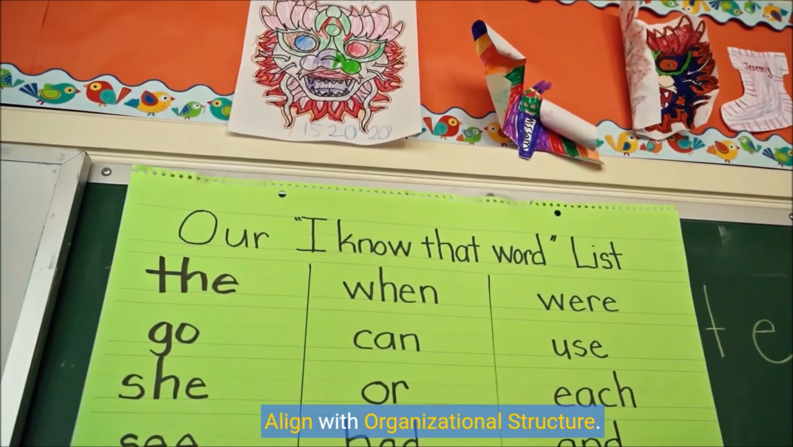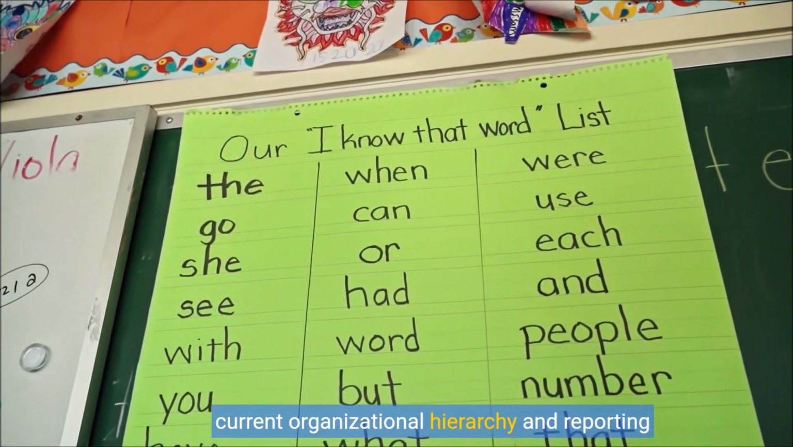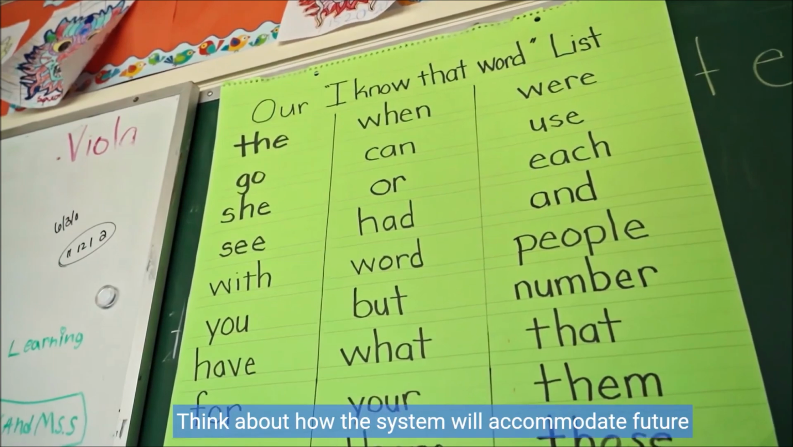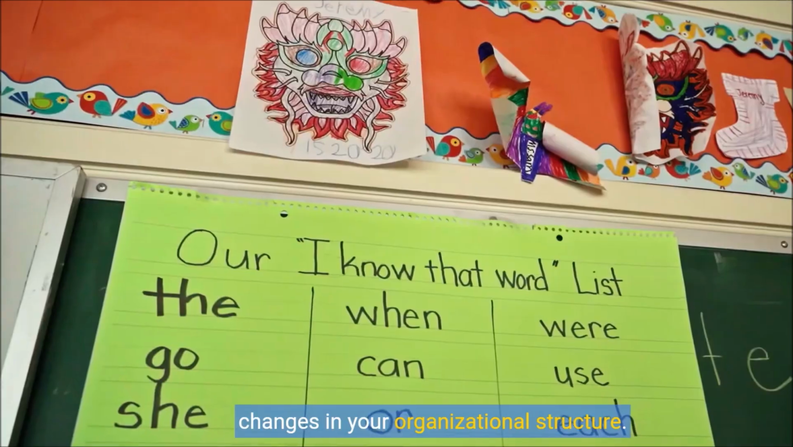Align with organizational structure. Ensure the job grading system aligns with your current organizational hierarchy and reporting lines. Think about how the system will accommodate future changes in your organizational structure.